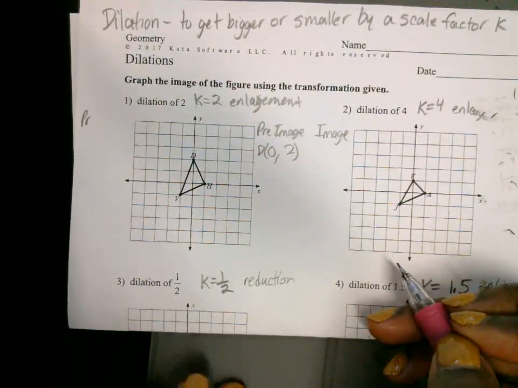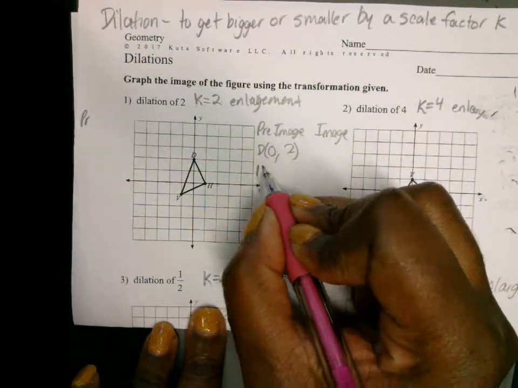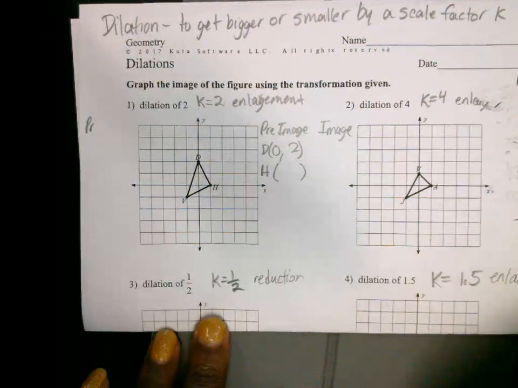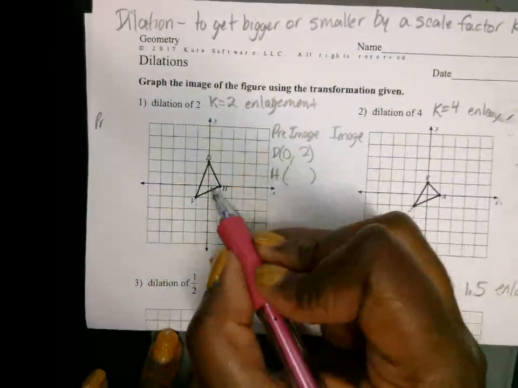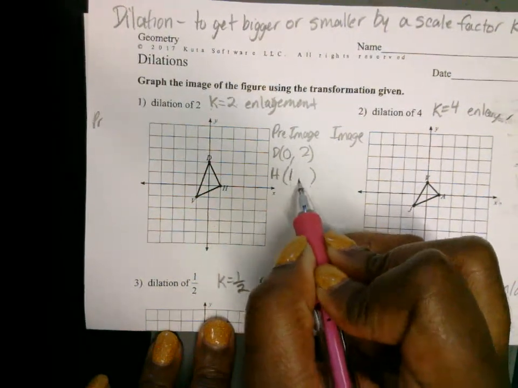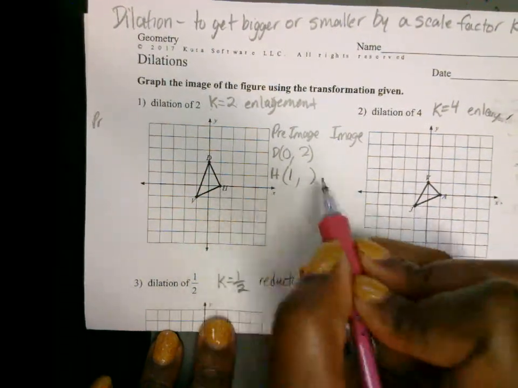Start at the origin. What about the ordered pair for H, Alexis? 1 and 0. Start at the origin. You go to the right 1, that's positive 1, and you don't go up or down, so that's 0.